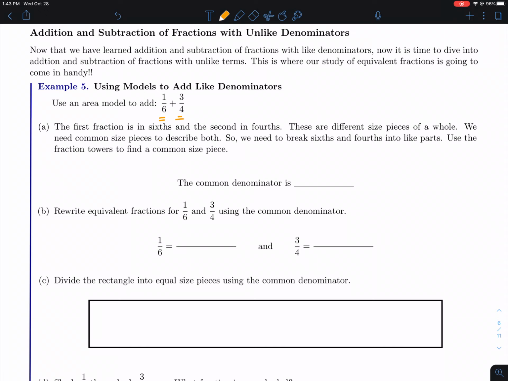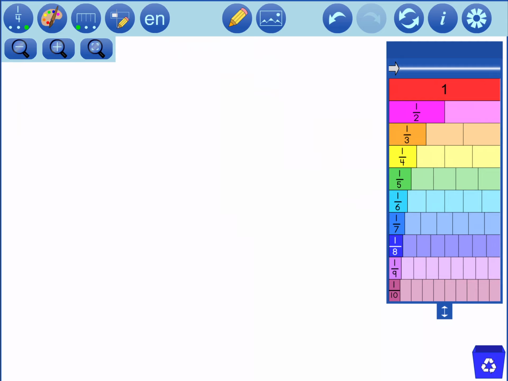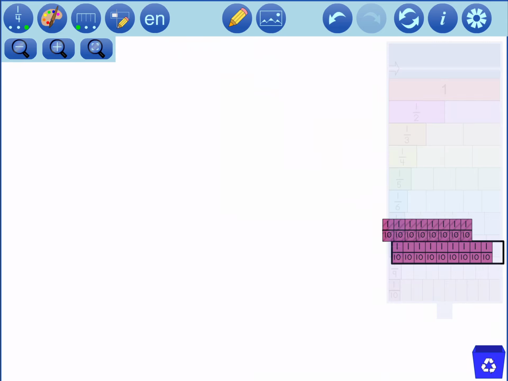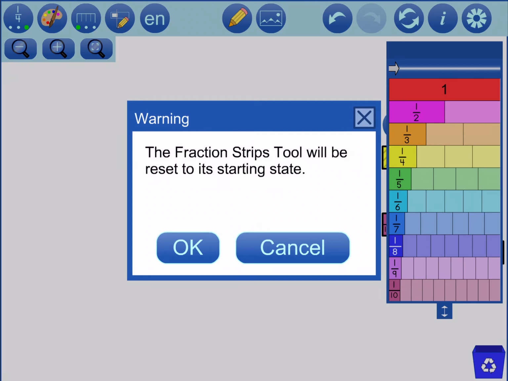So I would usually have you guys use fraction towers to actually figure out what the common piece was. And so I do have one that's online, but unfortunately it doesn't go up high enough for what I need. So I need to go up to 12, but it doesn't actually go up that far, which is kind of unfortunate. But you could still get at least the idea of what it would look like to add 1/6 and 3/4.